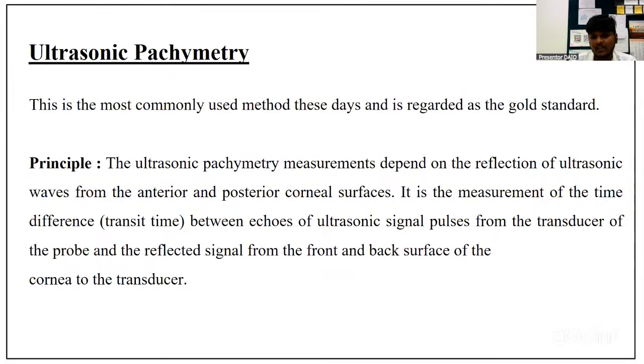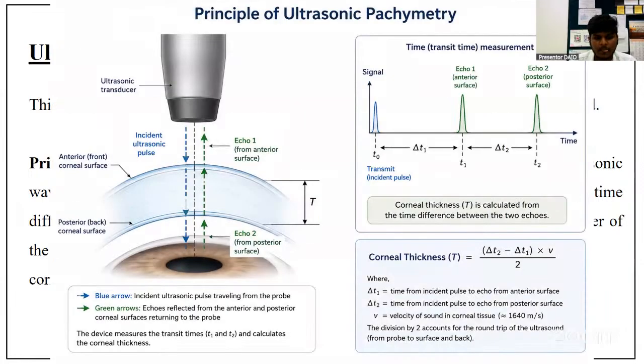Ultrasonic pachymetry is the most commonly used method these days and is regarded as the gold standard. The principle of ultrasonic pachymetry depends on the reflection of the waves from the anterior and posterior corneal surfaces. It is a measurement of the difference between echoes of ultrasonic signal pulses from the transducer to the probe and the reflected signal from the front and back surface of the cornea to the transducer.